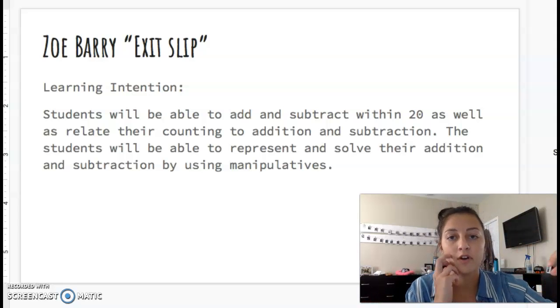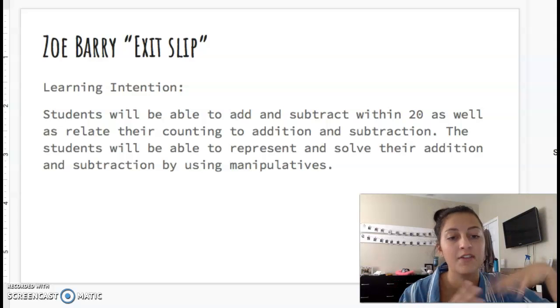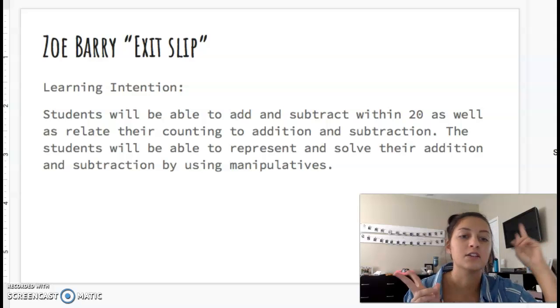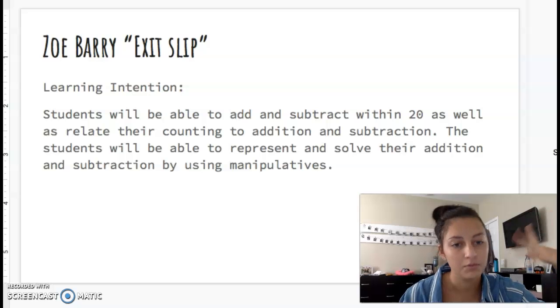So for our formative assessment, for my little check-in with them, they are going to be doing an exit slip. So they'll write down the 5 equations or 5 addition and subtraction problems that they came up with together in a pair, and they will hand it in to me at the end of the class as their exit slip, as their formative assessment, their informal check-in.